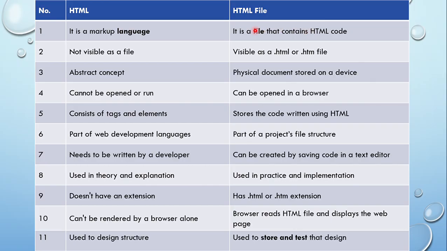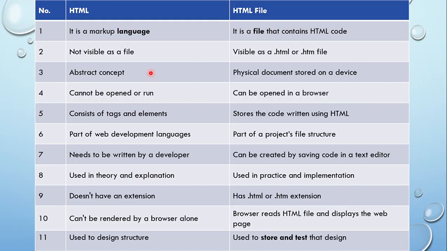Okay, next is not visible as a file. HTML is not visible as a file because it's just code or instructions we give to build a website. Okay, an HTML file is visible as a .html or .htm file because we are adding extensions to it. So when we click on the file or when we run the code, it directly opens in the web page. Third is abstract concept.